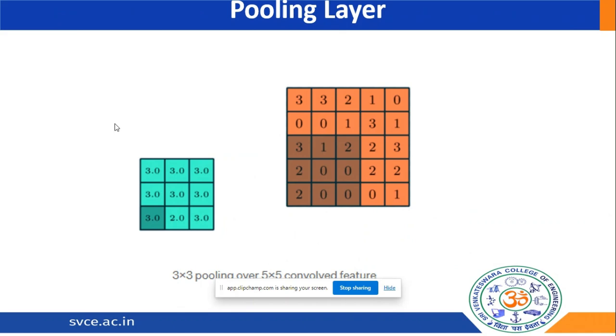Next is the pooling layer. Similar to the convolutional layer, the pooling layer is responsible for reducing the spatial size of the convolved feature. This is to decrease the computational power required to process the data through dimensionality reduction. Furthermore, it is useful for extracting dominant features which are rotational and positional invariant, thus maintaining the process of effectively training the model. There are two types of pooling: max pooling and average pooling.